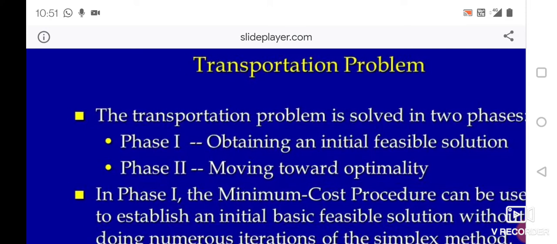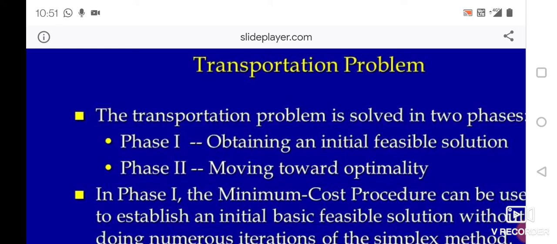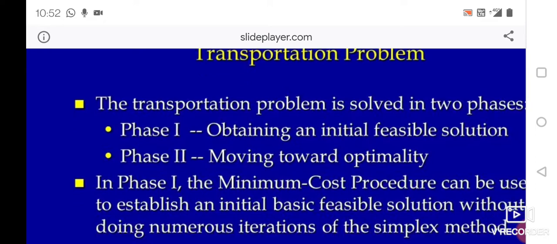The transportation problem is solved in a two-phase method. The first phase is to obtain an initial basic feasible solution, and the second phase is moving toward optimality. These are the two phases to solve the transportation problem. First is obtaining the initial basic feasible solution. Second is moving toward optimality.